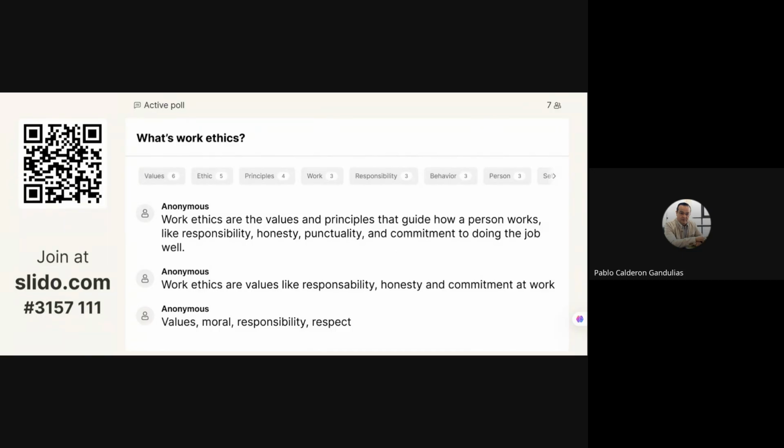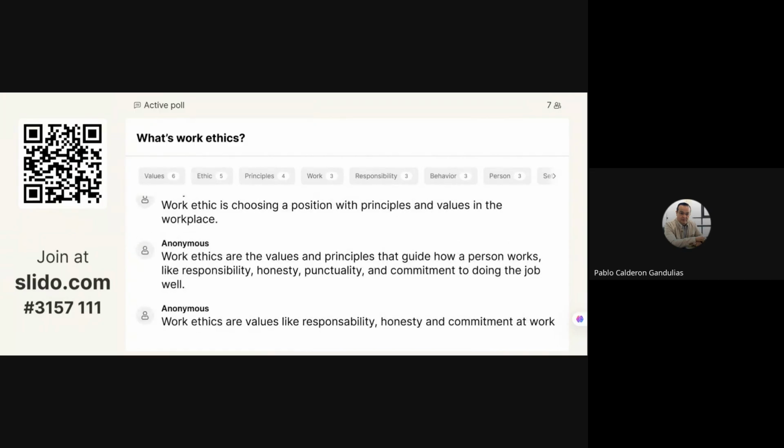Well, here's values, moral responsibility and respect. Work ethics are values like responsibility, honesty, and commitment at work. Work ethics are the values and principles that guide how a person works, like responsibility, honesty, punctuality, and commitment to doing the job well.